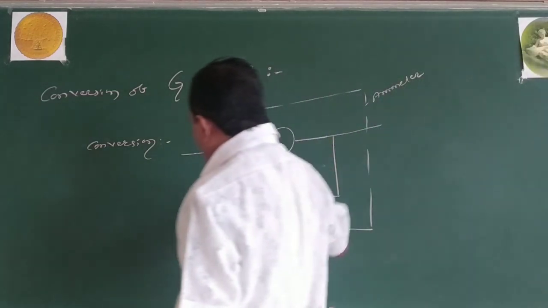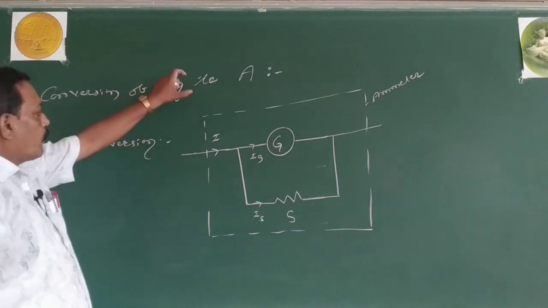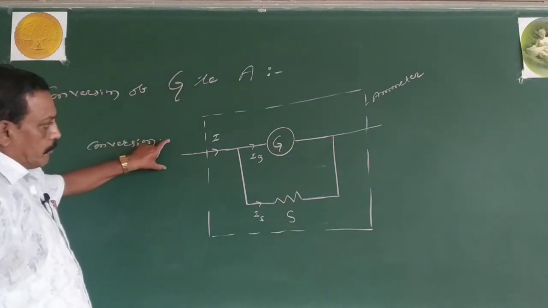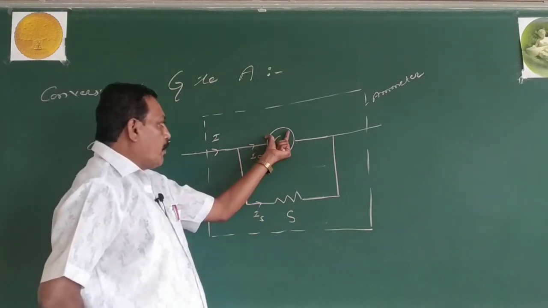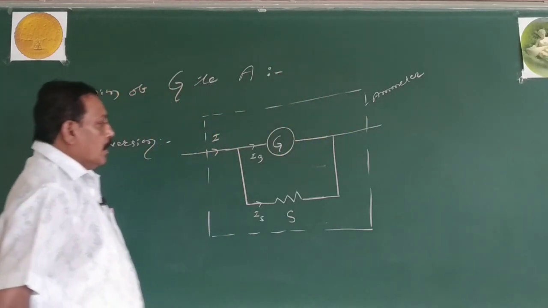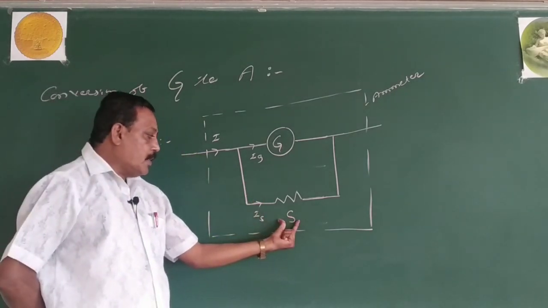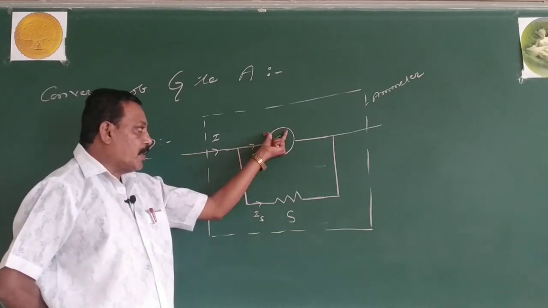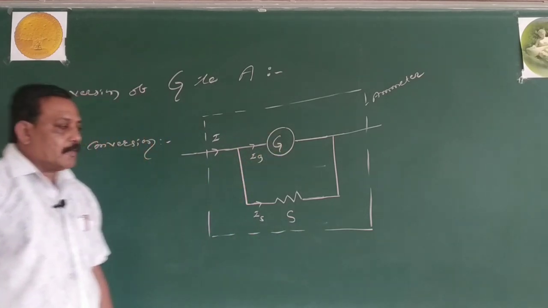Now this is my conversion. An ammeter is a modified form of galvanometer. By connecting a small resistance in parallel with the galvanometer, the combination acts as an ammeter. Then what is the function of the shunt resistance? The shunt resistance increases the range of the galvanometer and it acts as a protecting guard for the galvanometer.